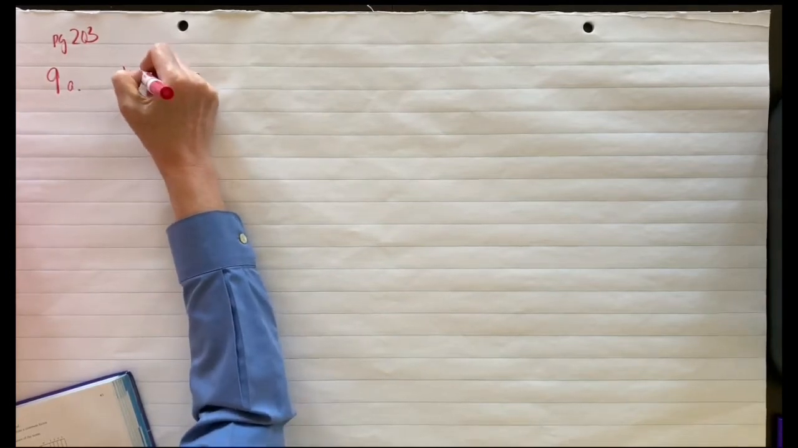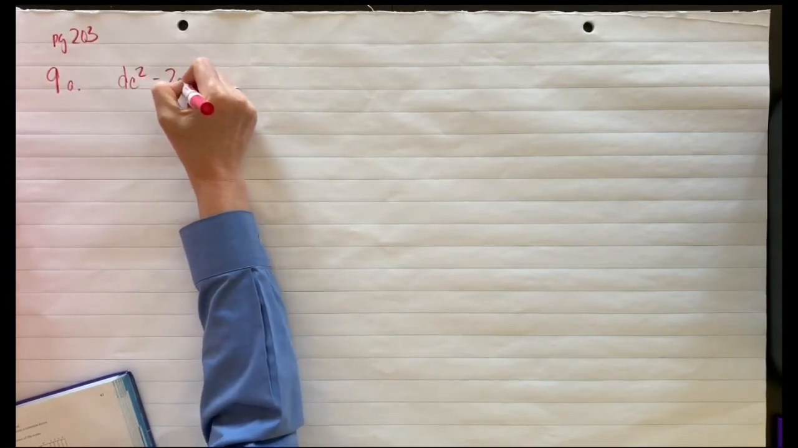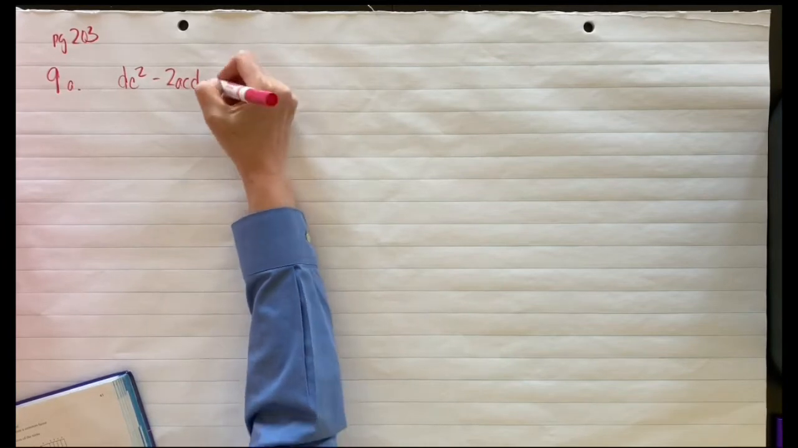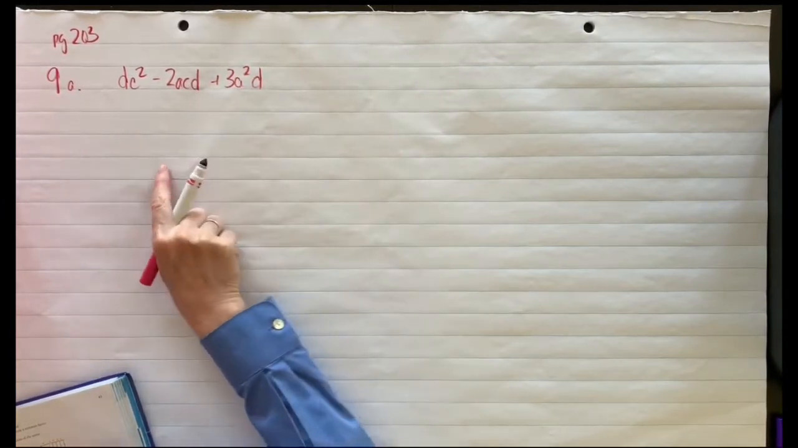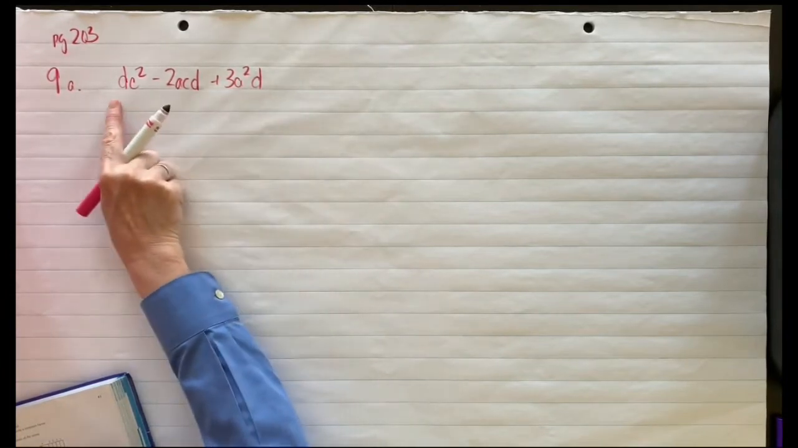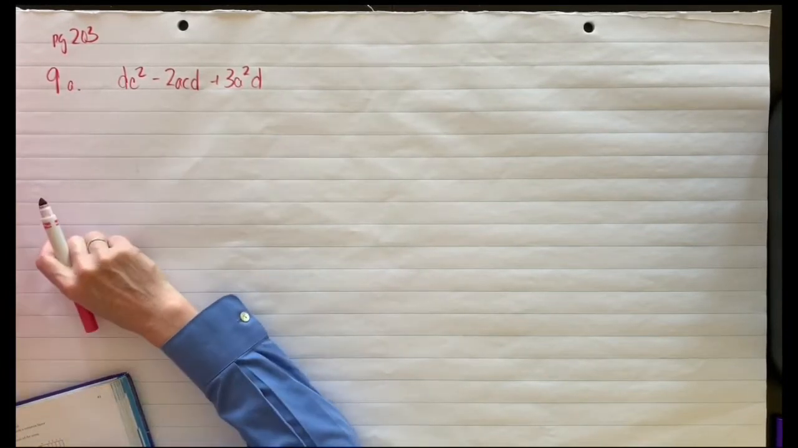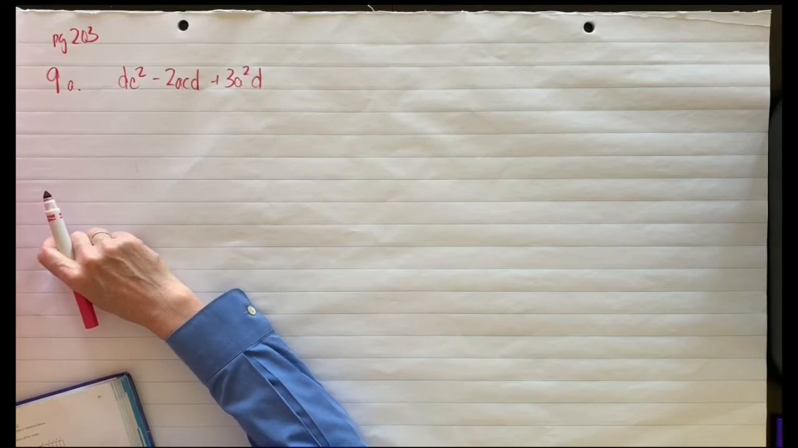I have dc squared minus 2acd plus 3a squared d. Okay, so first of all, I take a look at the numbers out in front, the coefficients, and I have a 1, a 2, and a 3. So I can't pull a number out in front.